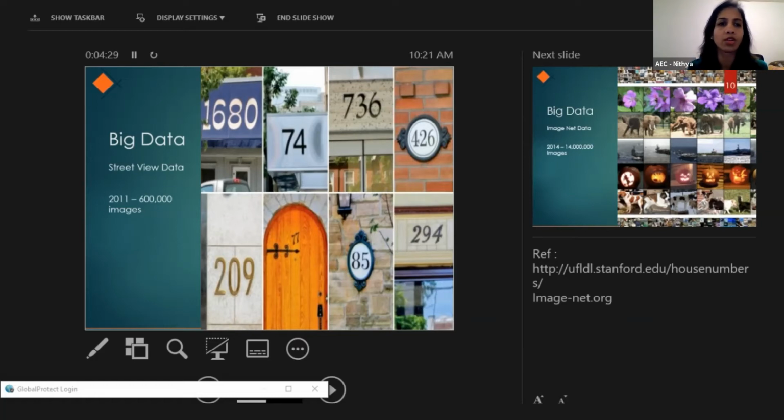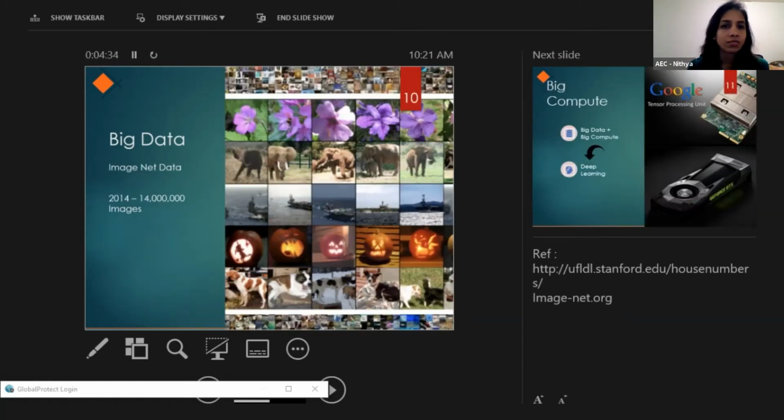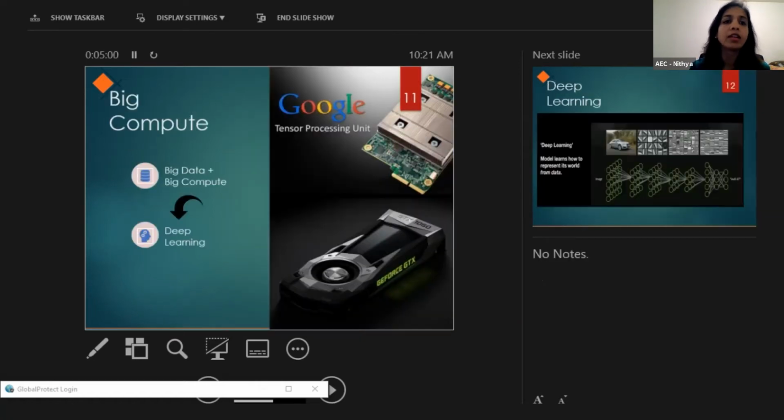So in 2011, for instance, you had around 600,000 images, different kinds of elephants, different kinds of purple flowers, different pumpkin carvings. The 2014 ImageNet data had around 14 million images, right? Now you can understand the data explosion, the vast amount of data that we have that enables these models to learn faster, predict faster, and think better and more accurately.